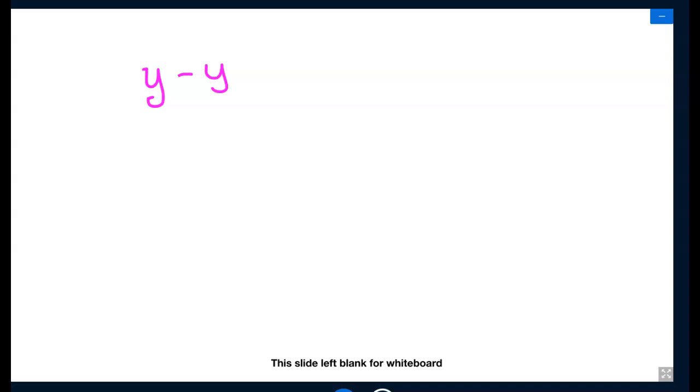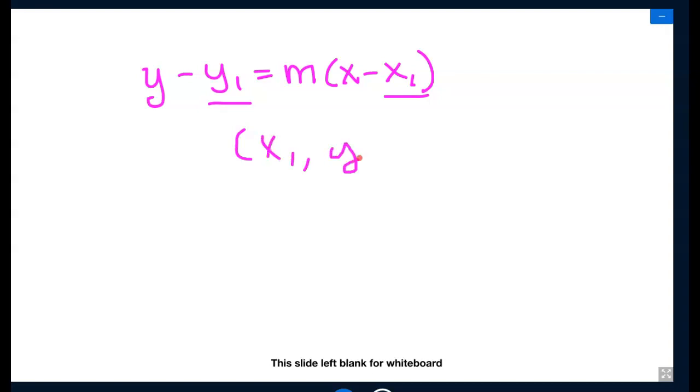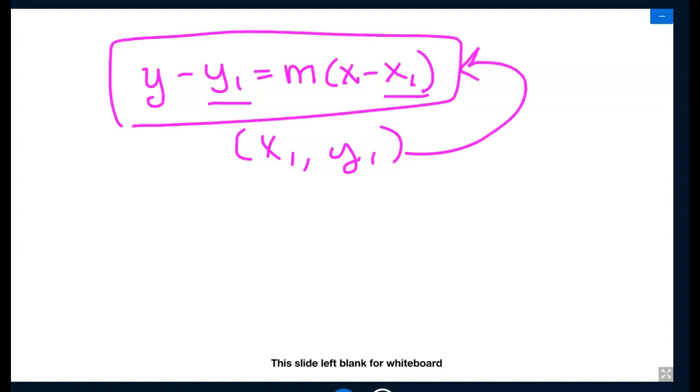We're going to do a lot with y minus y1 equals m x minus x1. So again, the y1 and the x1 come from your point, and then you're going to be plugging that point in. We will leave it in this form a lot. This is an acceptable form.